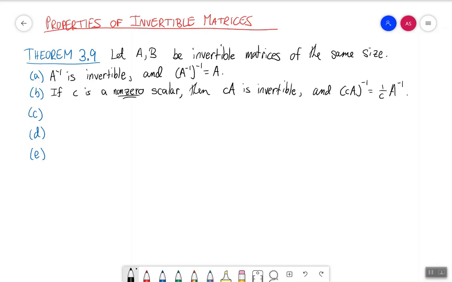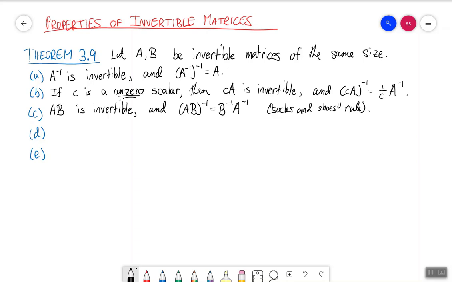If C is a non-zero scalar, then CA is invertible, and (CA) inverse is 1 over C times A inverse. That's just like it is for real numbers. If you take a product of two things to the minus first power, you get the first thing to the minus first power times the second thing to the minus first power. AB is invertible, and the inverse of AB is B inverse A inverse.